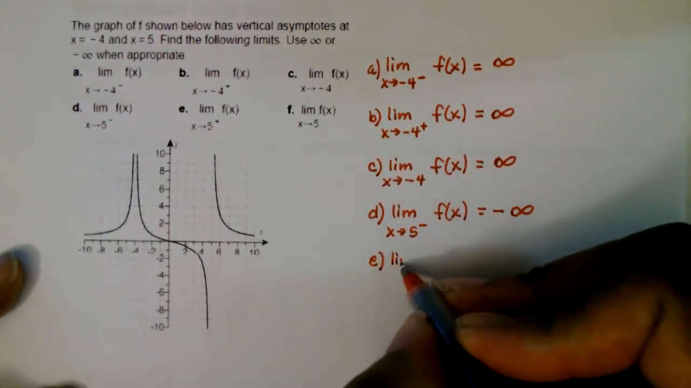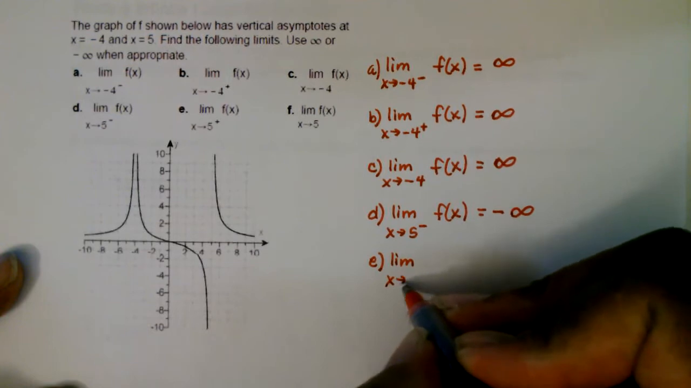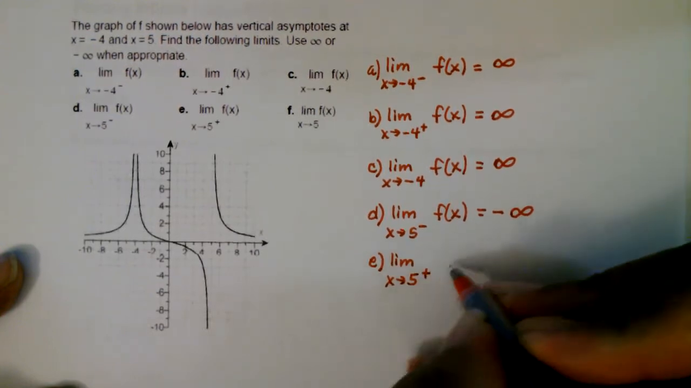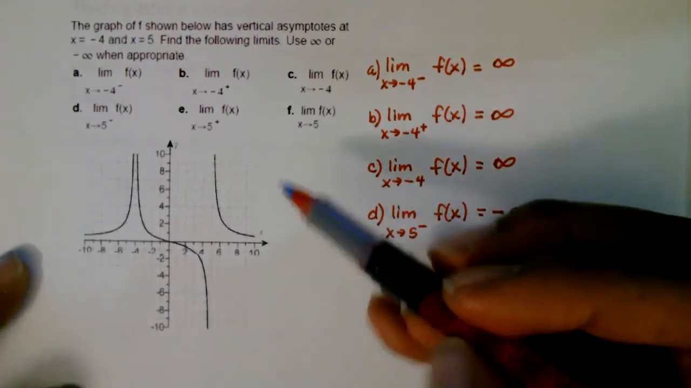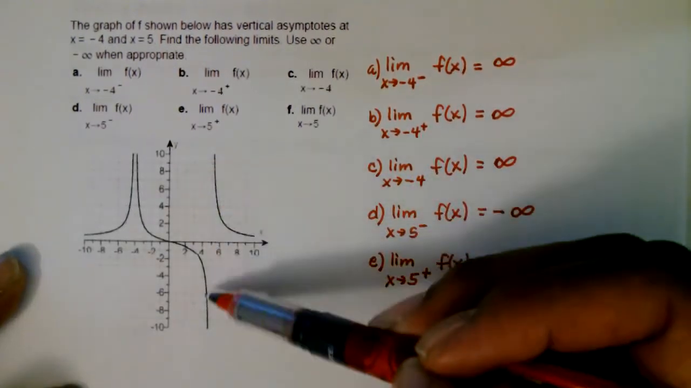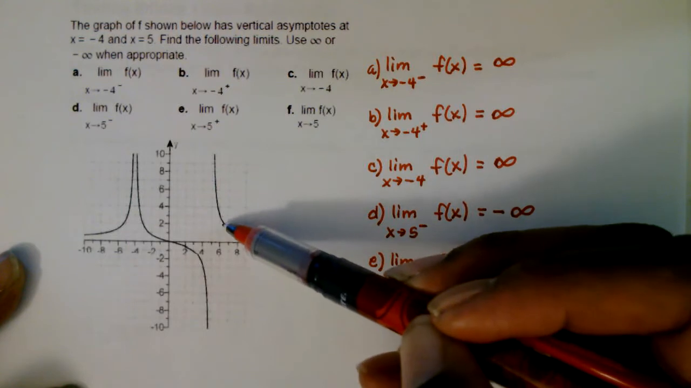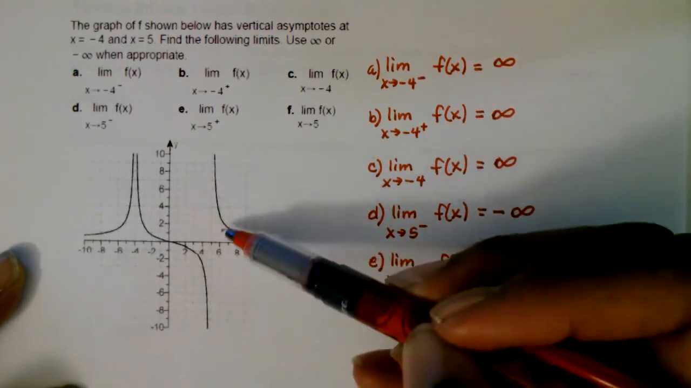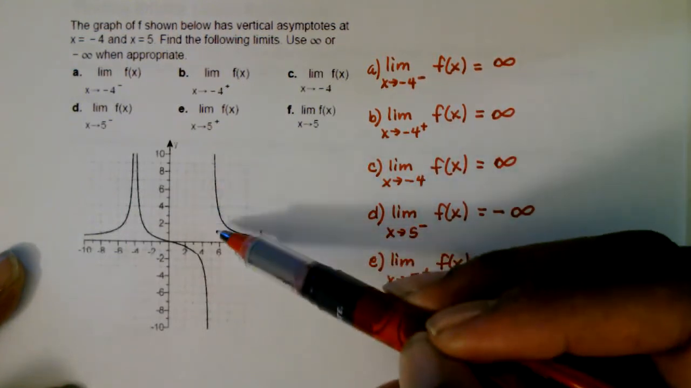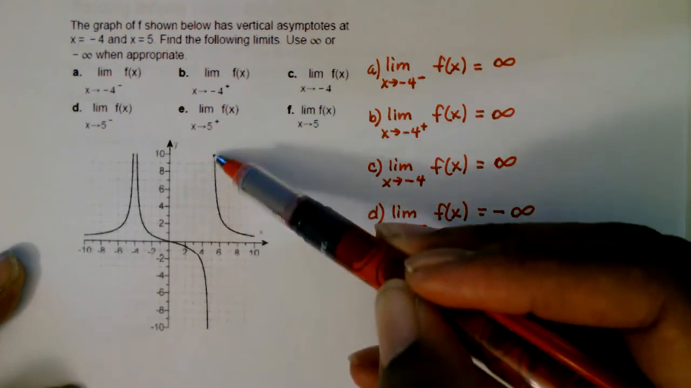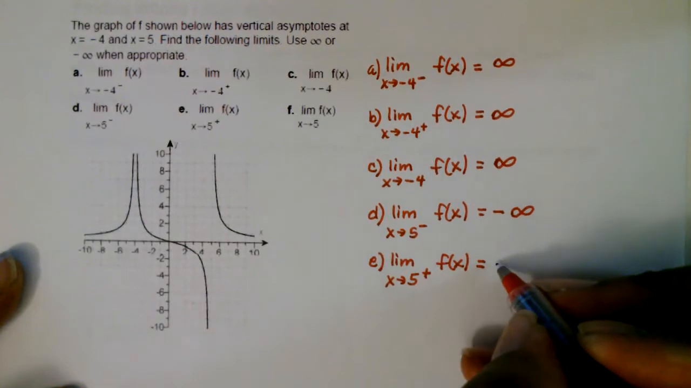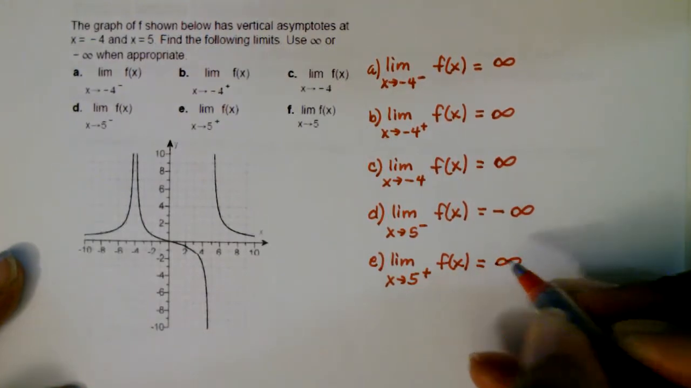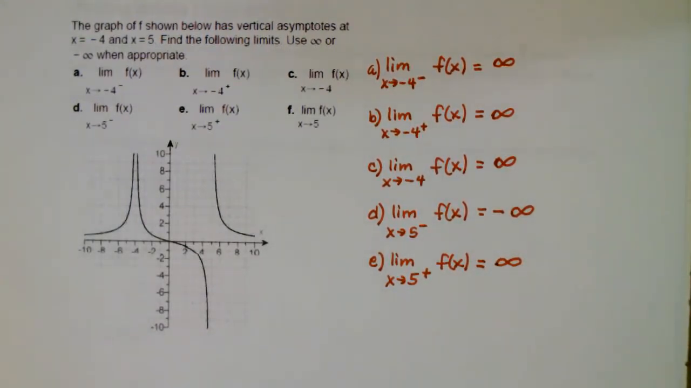And then part E is the limit as x approaches 5 from the right of f of x. Well, here's 5 right here. If we come from the right of 5, it's going upward to positive infinity. So the limit as x approaches 5 from the right of f of x is positive infinity.